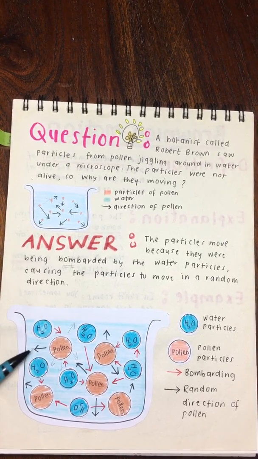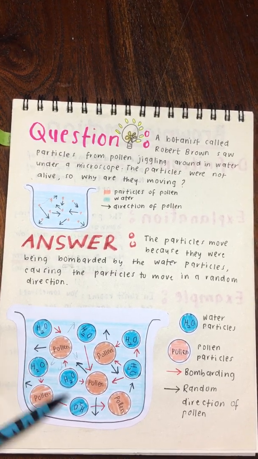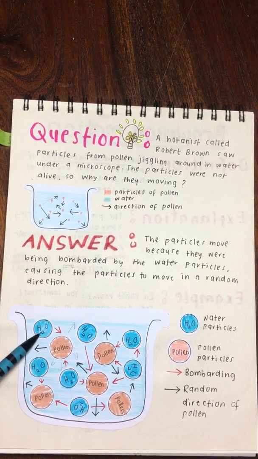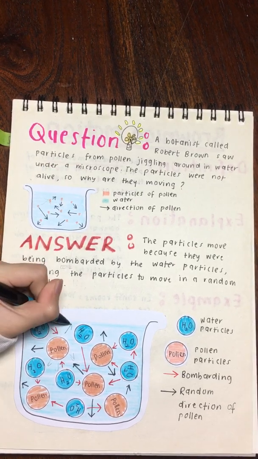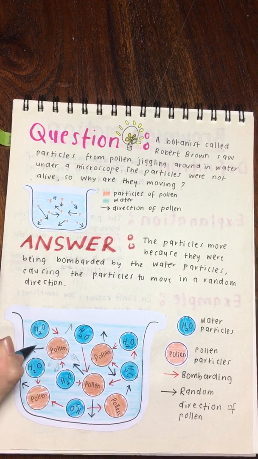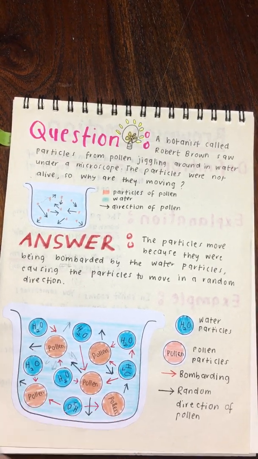Now, as you can see here, this pollen over here is being hit or bombarded by water particles. This water particle and this water particle. So this causes the pollen particle to either move in that direction or in this direction, and in this direction. And the same goes for all these pollen particles over here, and also the water particles.